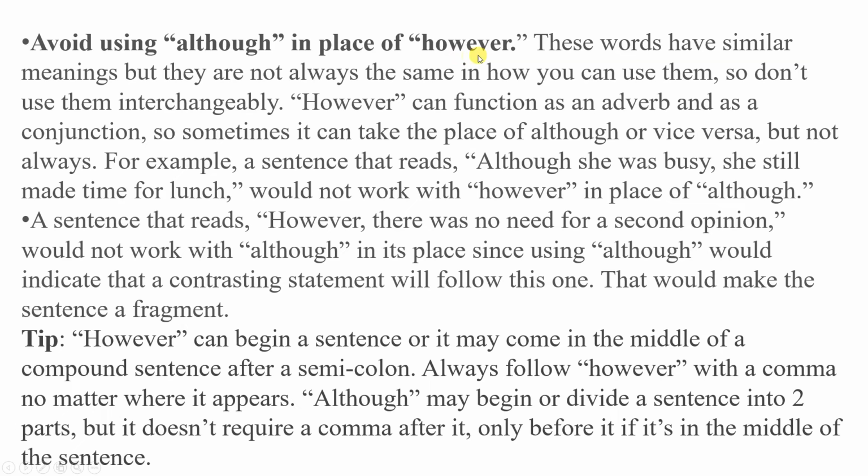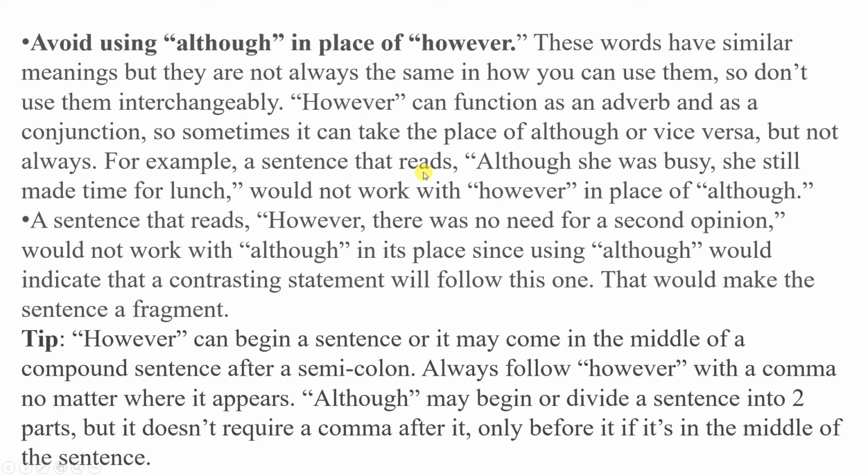Avoid using although in place of however. If however is given in place of although, it cannot be used. These words have similar meaning, but they are not always the same in how you can use them. So don't use them interchangeably. However can function as an adverb or as a conjunction, so sometimes it can take the place of although or vice versa, but not always. So exceptions can be there. In place of although you can use however, but it is not applicable all the time. You have to be careful about its use.